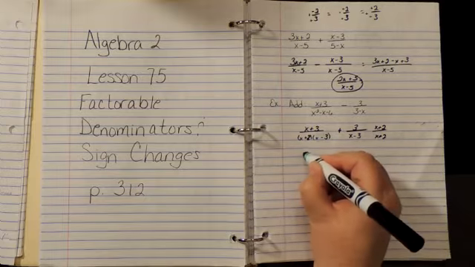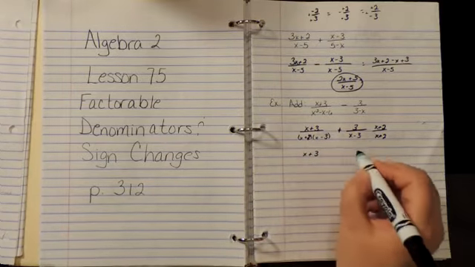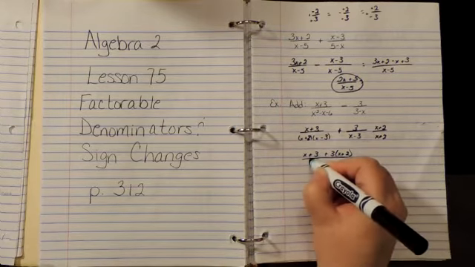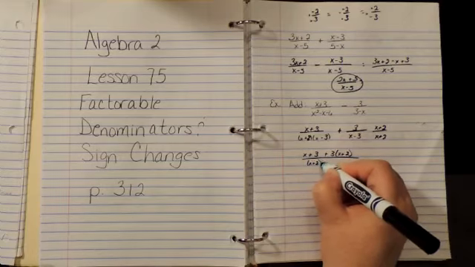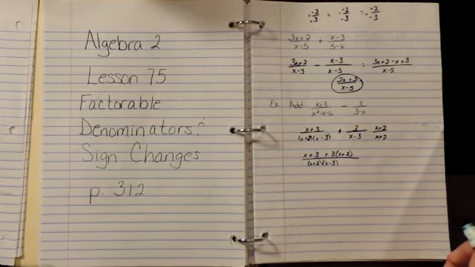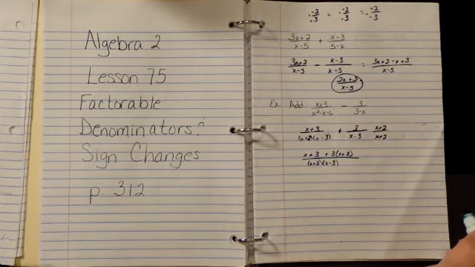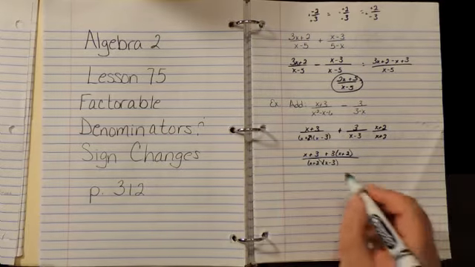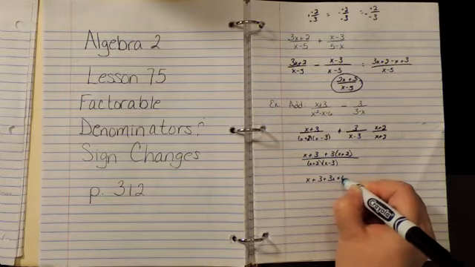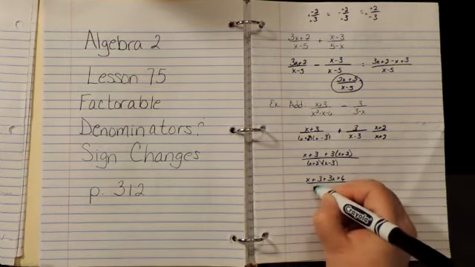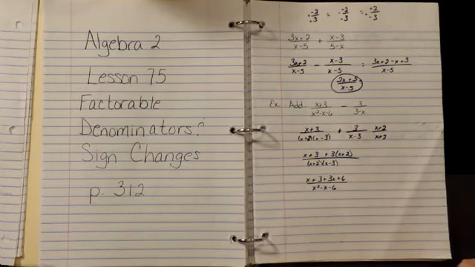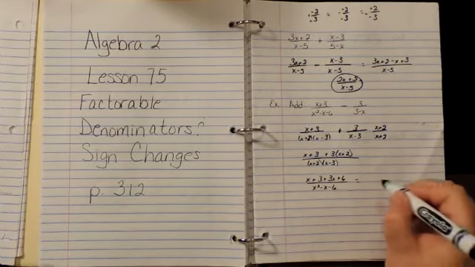Right? And we have (x + 3) + 3(x + 2) all over (x + 2)(x - 3). Okay, I would like you to take everything back out of parentheses and then add the like terms together. So x + 3 + 3x + 6 all over, we're going to take this back out of the parentheses, and it comes back to x² - x - 6. And now we're going to put the like terms in the numerator together.